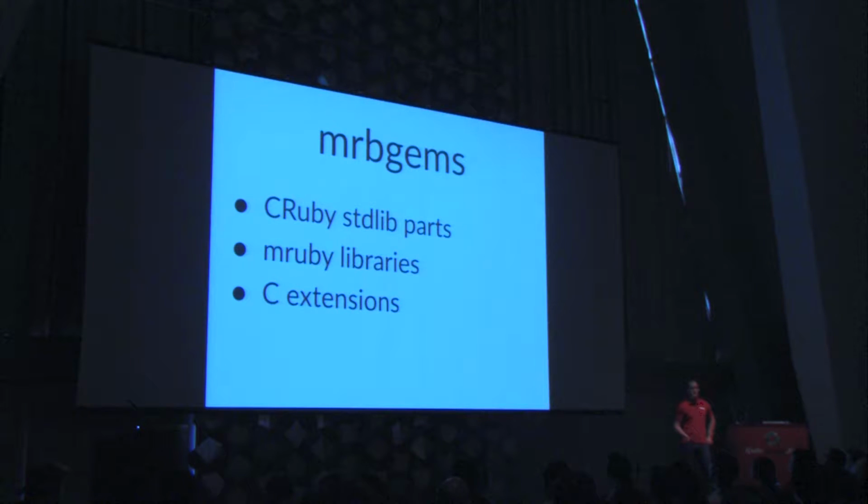And like CRuby, MRuby has libraries and calls them gems. MRuby ships with a very limited standard library. So you use gems to build up to the standard library that's more like the CRuby standard library. And there's also standalone MRuby libraries, some of which are C extensions. Like there's a C wrapper for the curl tool called MRuby curl.